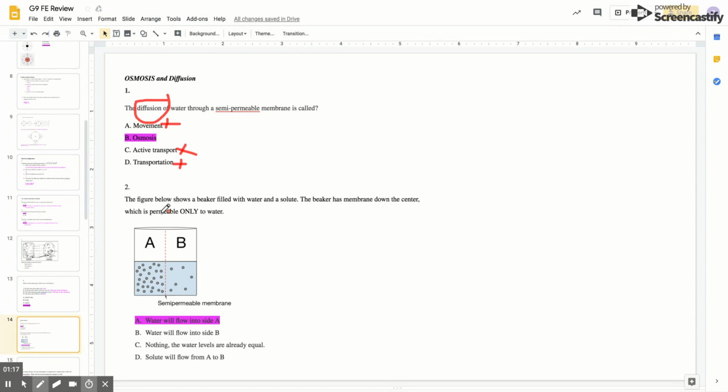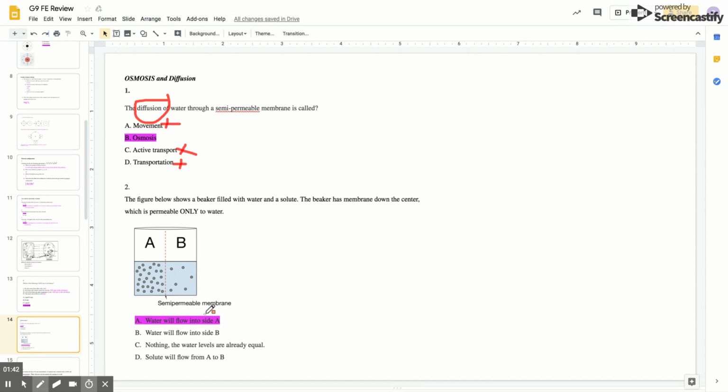Okay, so question number 2. The figure below shows a beaker filled with water and a solute, right? The dots here represent the solute, and water is a bluish shade. The beaker has a membrane down the center, which is permeable only to water. So this membrane only allows water to go through. What is going to happen, right?